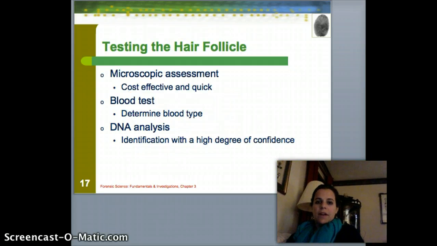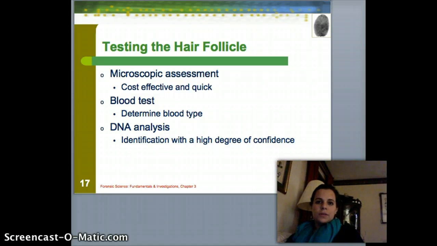So when you're testing a hair follicle, obviously a microscopic assessment is going to be really cheap and quick to do, so you can just pop it right under the microscope and look at it that way. A lot of times they'll have comparison microscopes where you can look at two samples at the same time. You might be able to determine blood type through a hair follicle if you have the root of the hair. So this is if the hair has been pulled out.